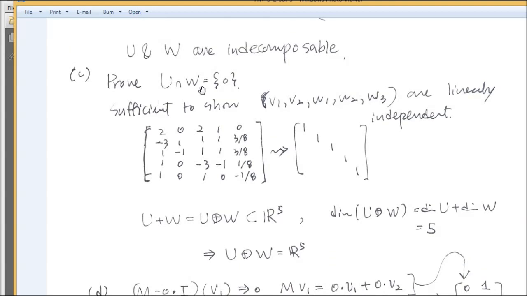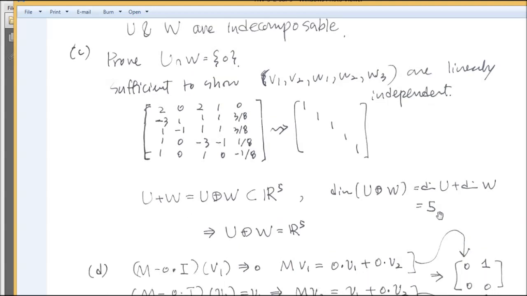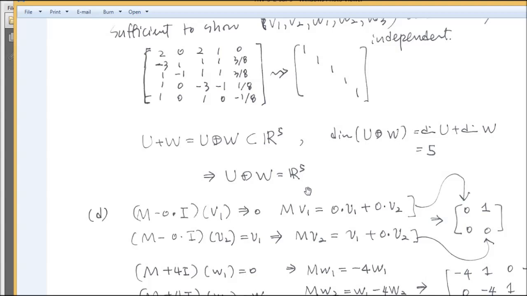Therefore, this U and W, not only is it a direct sum, its dimension is 5. It must be exactly R5. Right? So U is indecomposable, W is indecomposable. They together make the complete thing. It happened to be the decomposition into 2 vector spaces that are indecomposable and invariant.